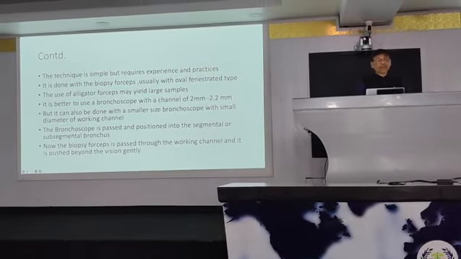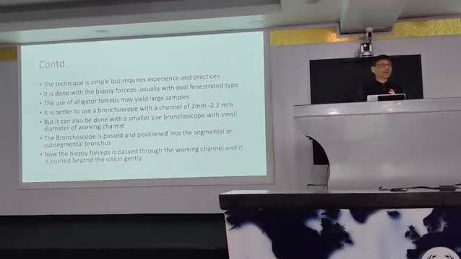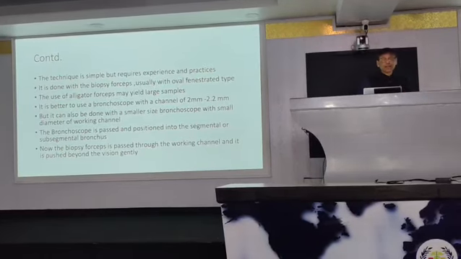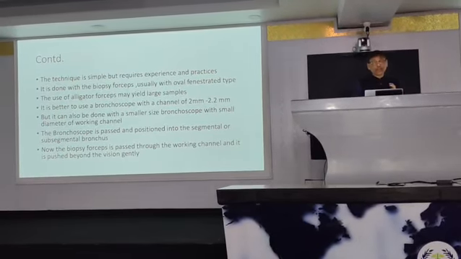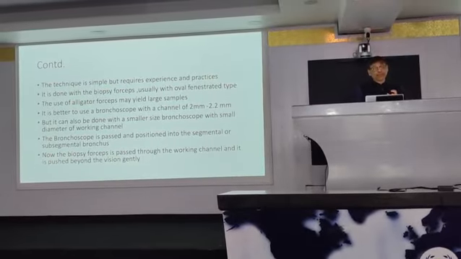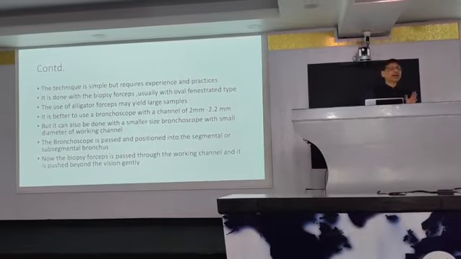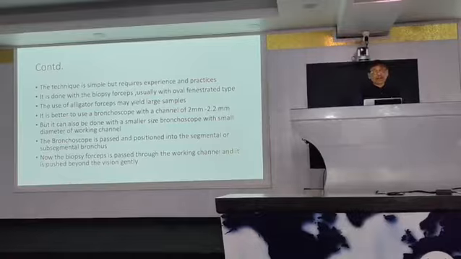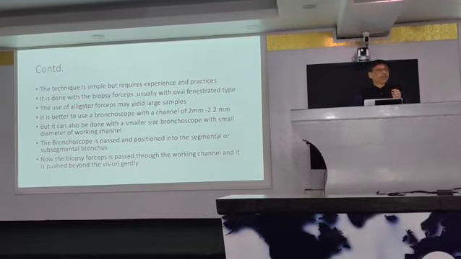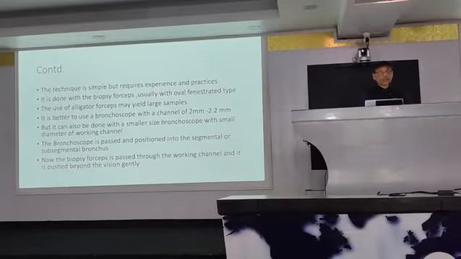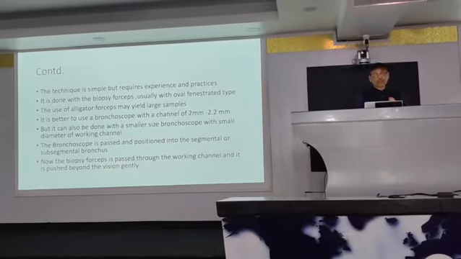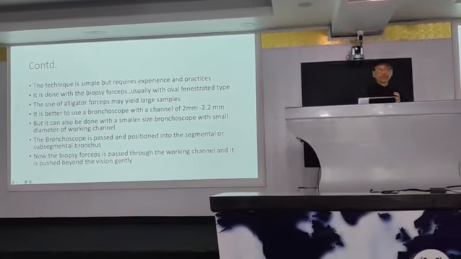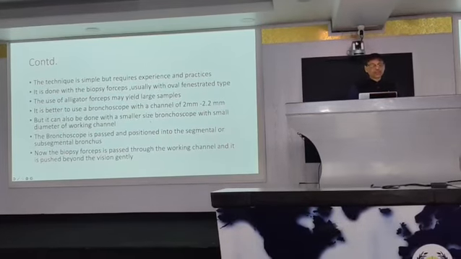The technique is simple but requires experience and practice. On seeing it looks very simple, but it requires expertise. This is done with biopsy forceps, usually of the oval fenestrated type. The use of alligator forceps may yield larger samples. Have you seen any alligator forceps? It is better to use a bronchoscope with a channel diameter of 2 to 2.5 millimeters so that we can easily pass the biopsy forceps. It can also be done with a smaller bronchoscope with a small working channel. If your biopsy forceps is small, then you can use a small bronchoscope.